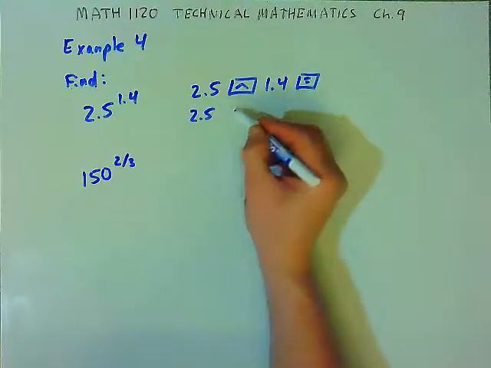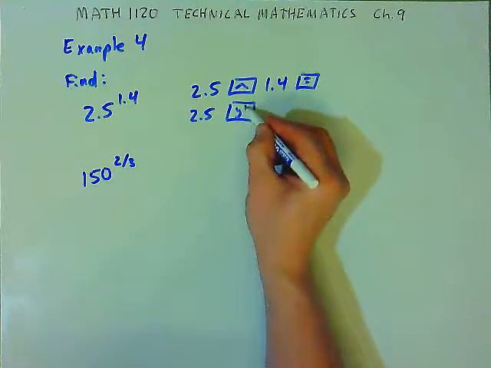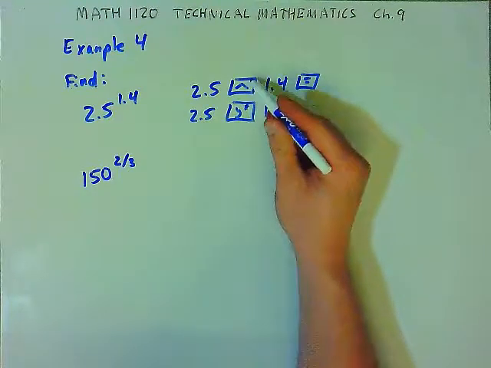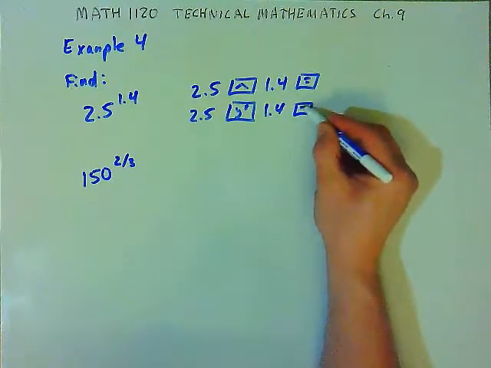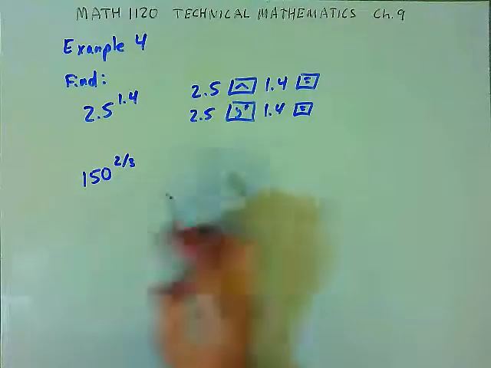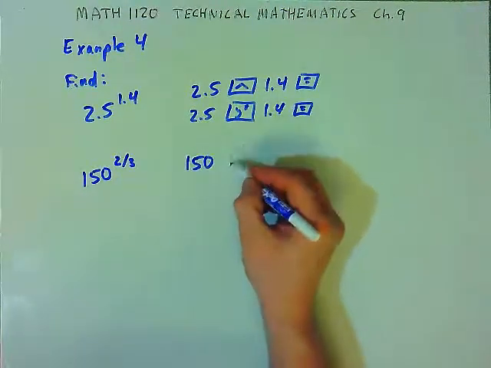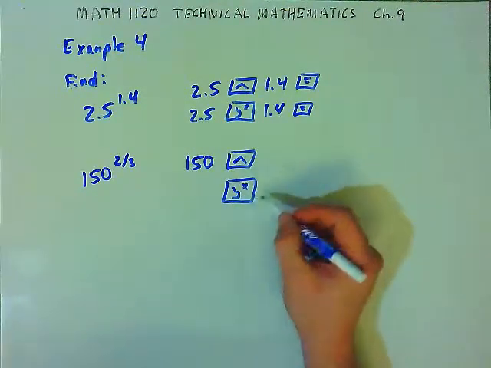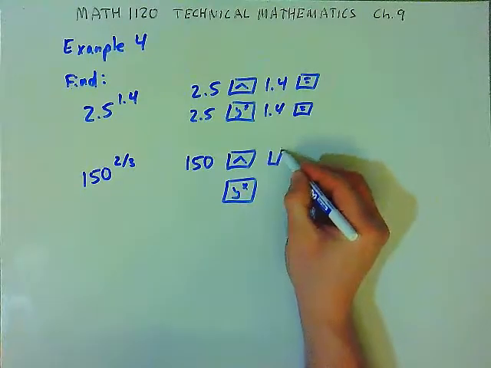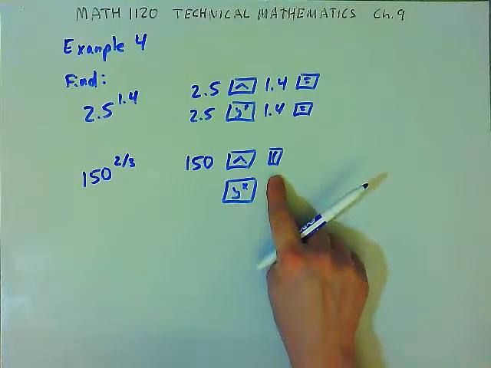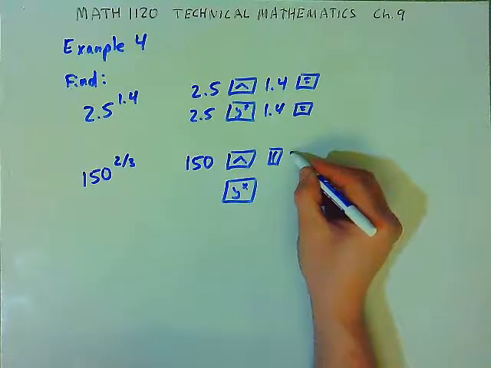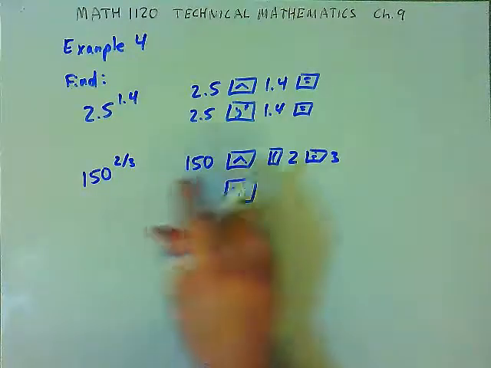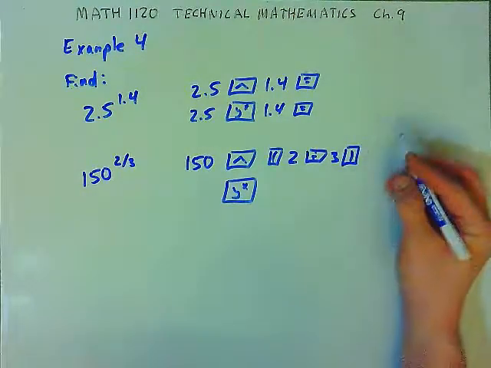And again, depending on your calculator, you may have a button that says y to the x power or x to the y power, and then 1.4. These two buttons mean the exact same thing. It just depends on the calculator that you have. And then you'll press equals. With this one, we want to type in 150, and again, we'll use either the caret button or the y to the x button. But we want to make sure that we type in parentheses first, right? So your calculator probably has an open parenthesis button. You want to type in 2 divided by 3 to give us 2/3 as the fraction, and close parentheses, and then press equals.